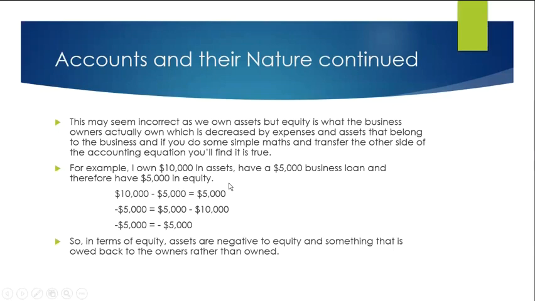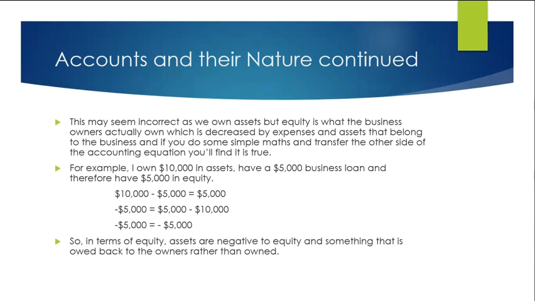This actually seems a bit contradictory, but it is actually right, because equity is what the business owners actually own, which is decreased by expenses and assets that belong to the business. And if you do some simple maths and transfer the other side of the accounting equation, you'll find it is actually true. For example, I own $10,000 in assets, but have a $5,000 business loan and therefore have $5,000 in equity. So you can see from there that it all balances out in the end.